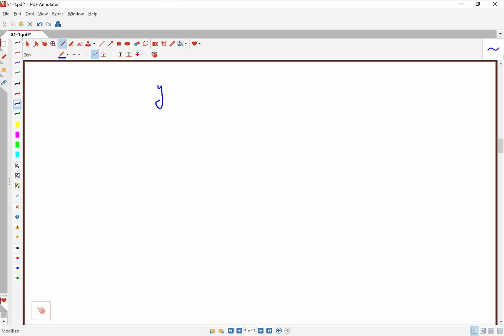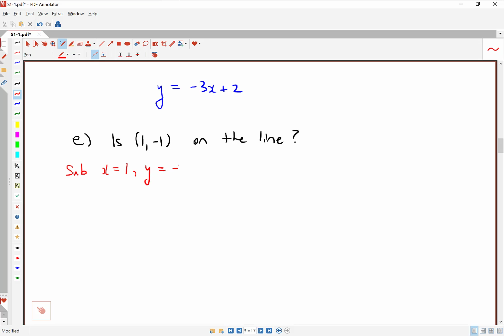So I'm just going to rewrite this standard form of our line up at the top of the screen because we're going to do a few more parts here. Part E, let's ask, is the point 1, negative 1 on the line? So the way we're going to answer this is we're going to sub the x and y values into the line and see if it makes the equation true. So your x value is always your first number. X is 1, y is negative 1.